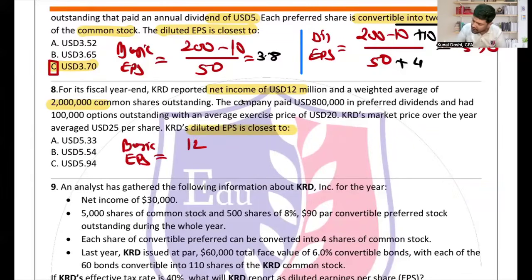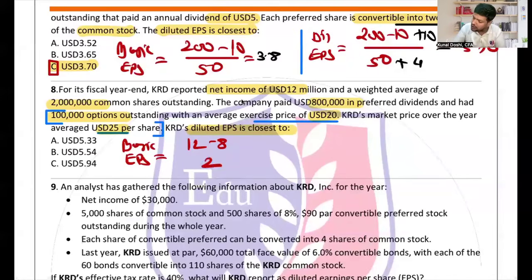So net income is 12 million, divided by common stock of 2 million, right? The company paid 800,000 in preferred dividend, so minus 0.8. And then it had 100,000 options outstanding at an exercise price of 20. The average market price over the year is 25. We'll discuss the options later. For calculating basic EPS, I don't need this option related information.